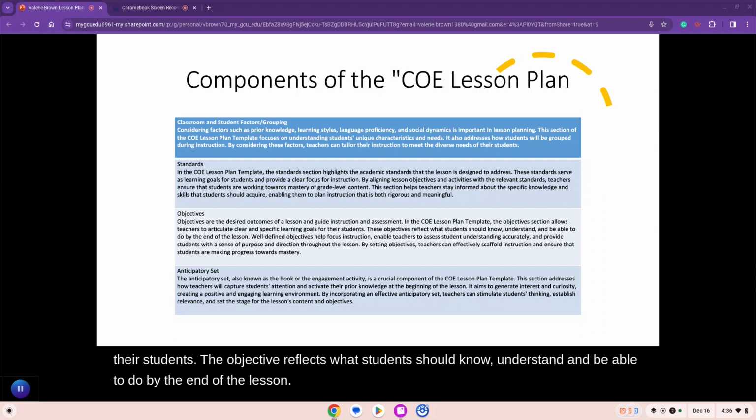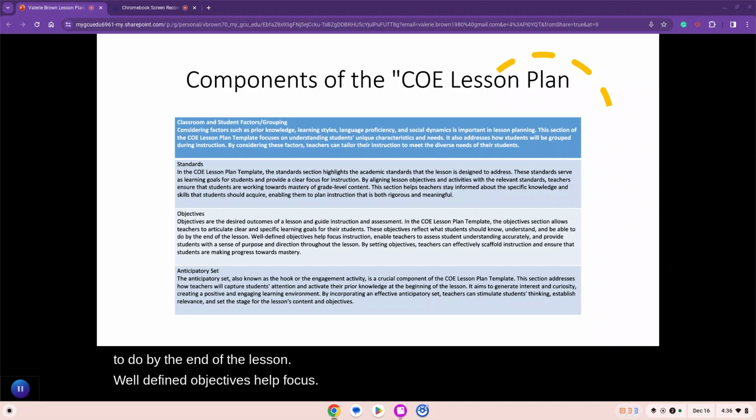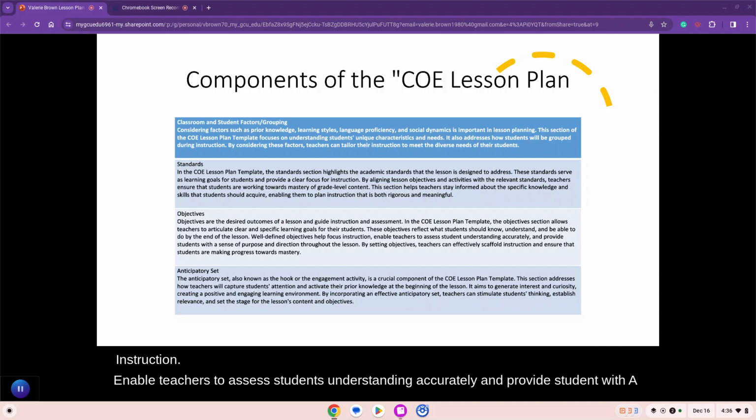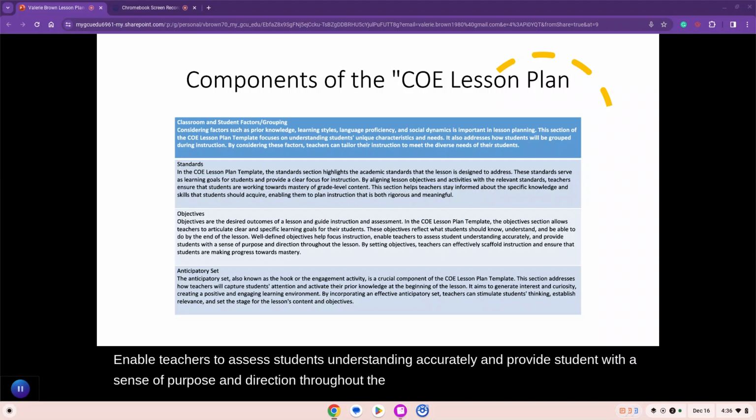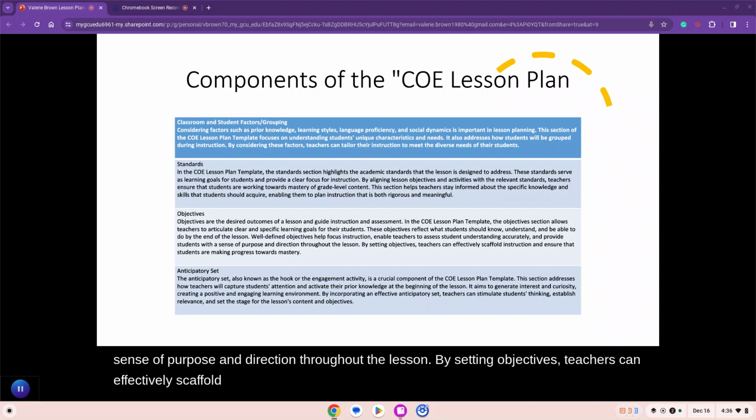Well-defined objectives help focus instruction, enable teachers to assess students' understanding accurately, and provide students with a sense of purpose and direction throughout the lesson. By setting objectives, teachers can effectively scaffold instructions and ensure that students are making progress towards mastery.